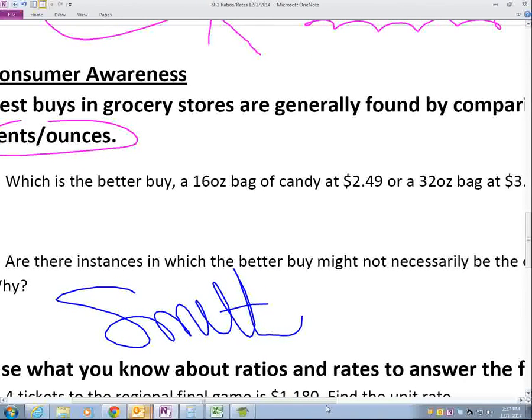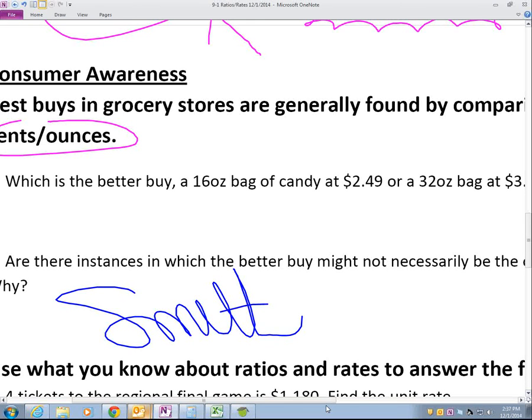Which is the better buy? A 16-ounce bag of candy for $2.49, or a bag that is $3.69. Yes, sir. Okay, you already have the answer? All right, we're going to discuss two different ways of doing this, and then we'll get to it.